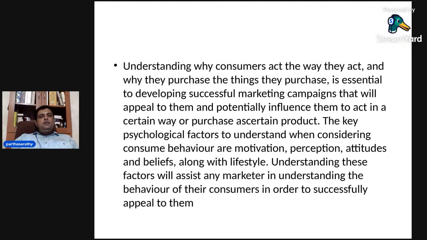When the approach has to be different, see, one customer is price sensitive, another customer is not price sensitive. One person is product sensitive. He is only concerned about how the product looks. Another customer may not bother about how the product looks, but he is very much concerned about the price. Another customer may be color sensitive. I know people like that.